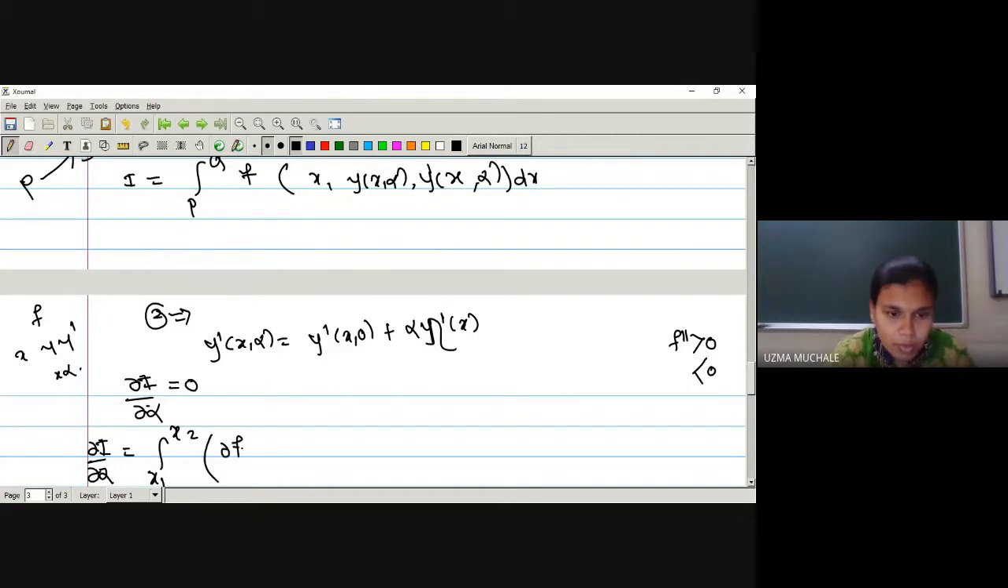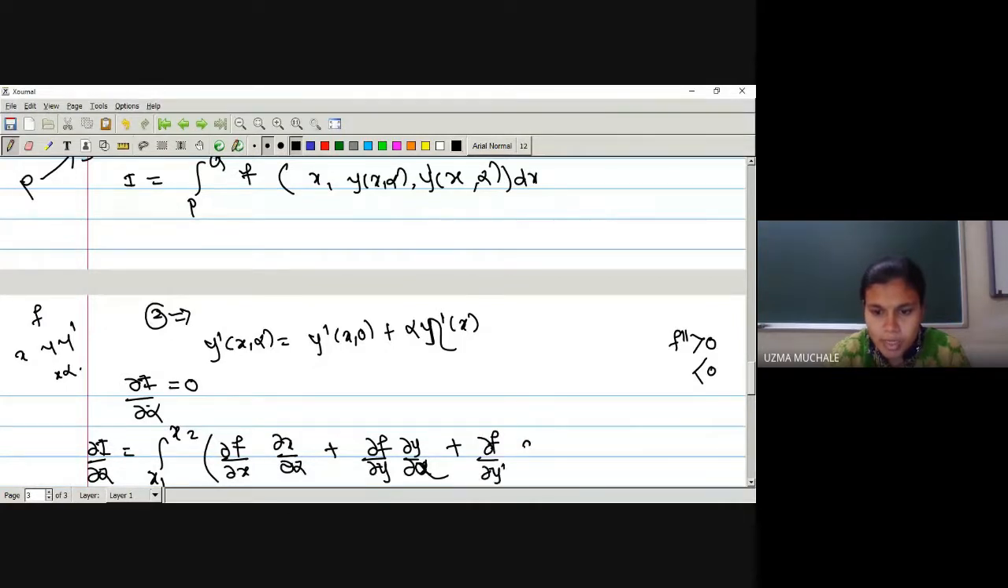So first I will write dou f by dou x, then dou x by dou alpha, plus the next term, dou f by dou y, then dou y by dou alpha, plus the next term, dou f by dou y dash, then dou y dash by dou alpha. We are differentiating with respect to alpha, and here the dx is as it is. Is it okay with this?